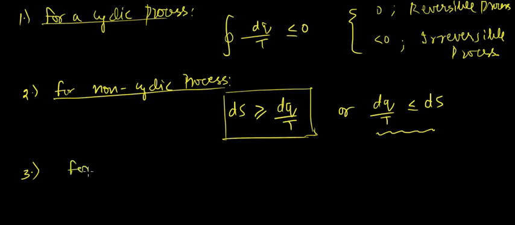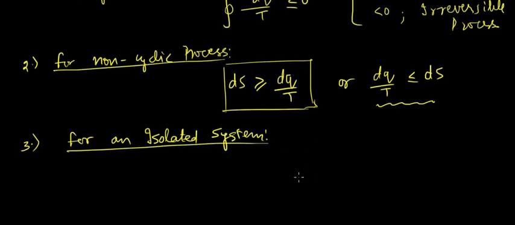And for an isolated system, we can write that dS of system, or change in entropy of the system, should be greater than or equal to 0.